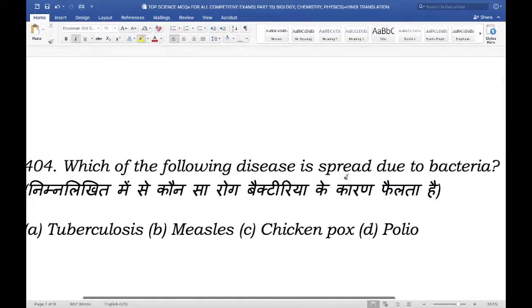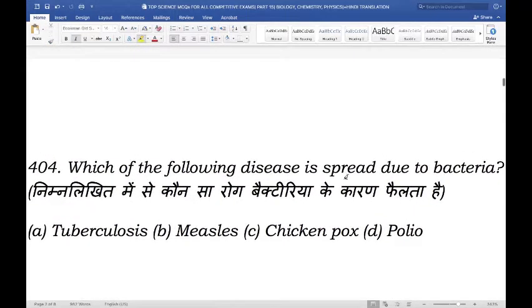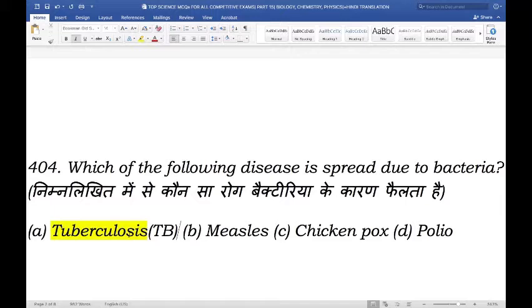Next, which of the following diseases is spread due to bacteria? Is it tuberculosis, measles, chickenpox, or polio? And the right answer here is tuberculosis. Tuberculosis can also be denoted as TB. TB is caused by a type of bacterium called Mycobacterium tuberculosis. It spreads when a person with active TB disease in their lungs coughs or sneezes, and someone else inhales the expelled droplets which contain TB bacteria.